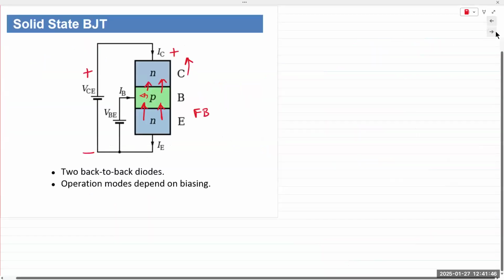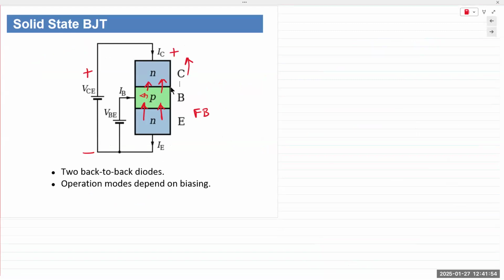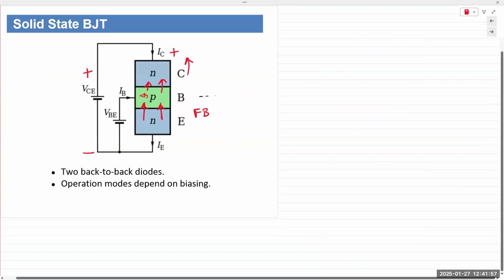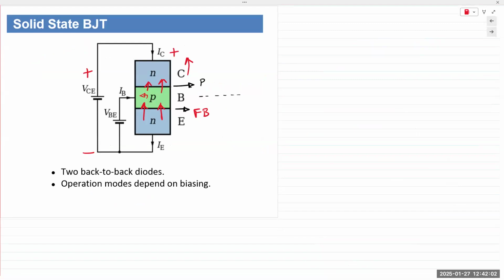Thus, we obtain a device that is not like a true diode. So here, this junction is forward bias, and this junction right here is reverse bias. So the physical structure is similar to that of 2 back-to-back PN junction diodes, whether it's PNP or NPN. But the operation is not like a diode. Well, it's actually half and half. It's not like a true diode.